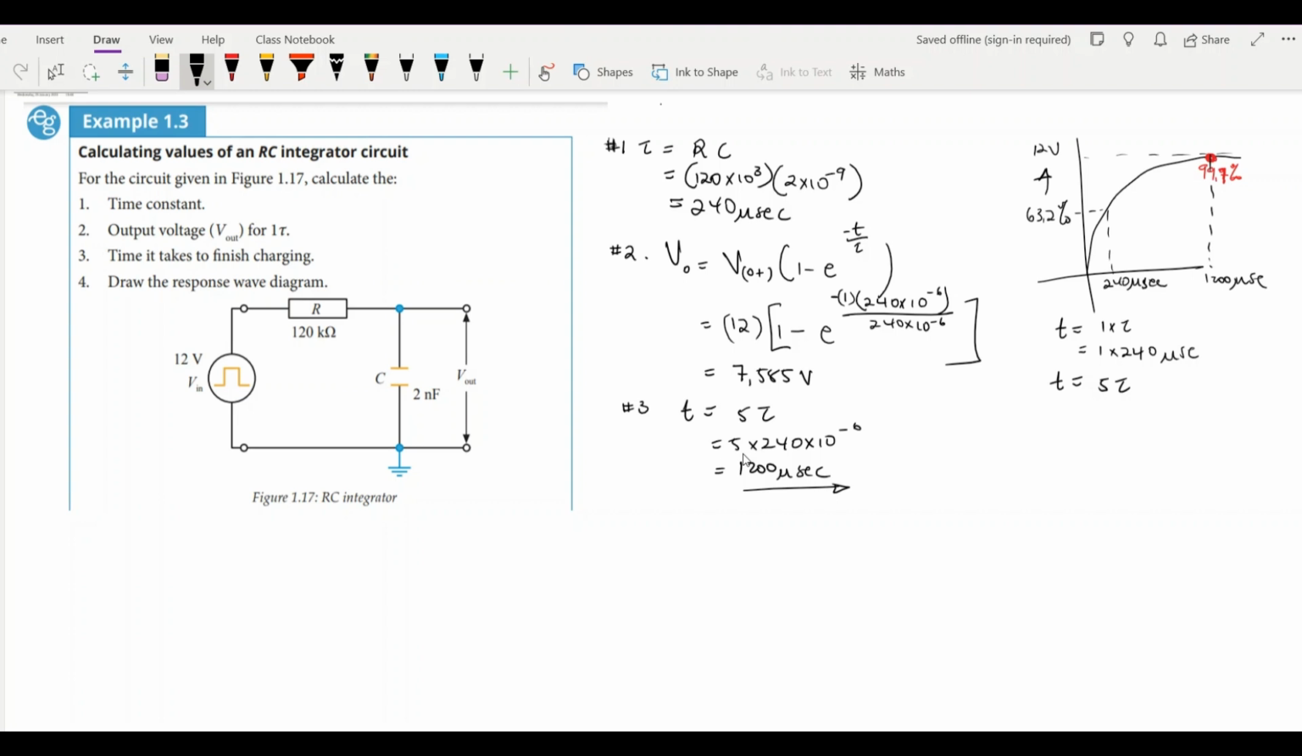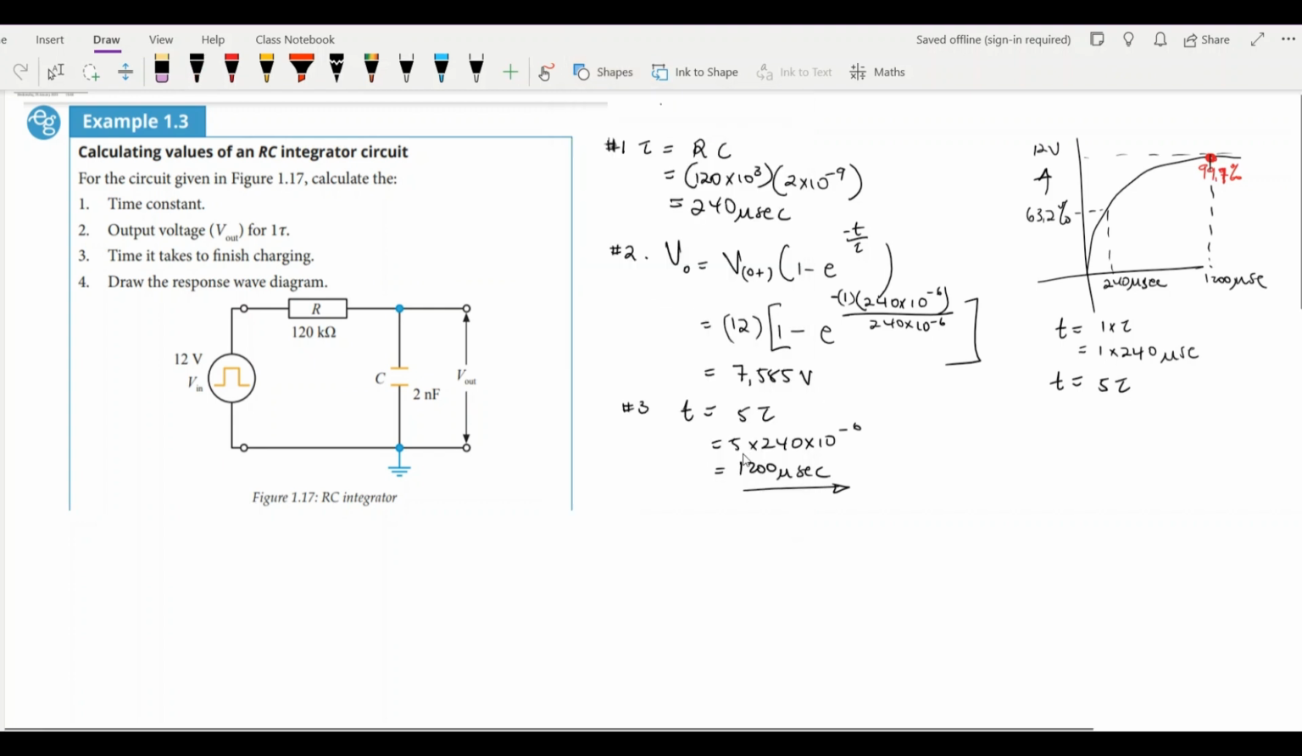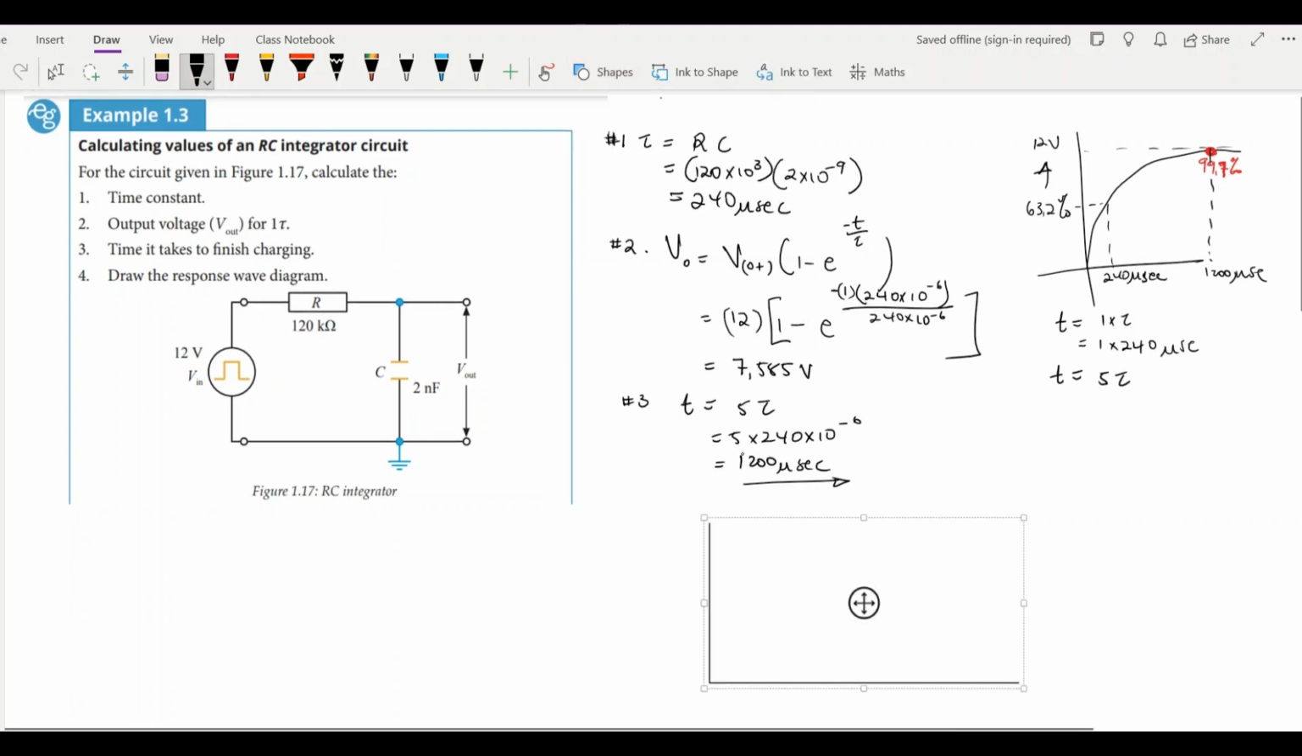In the response waveform, we may choose to charge it up to 63.2% and then discharge it, the period of discharge, or we may choose to charge it all the way up to 1200. So it can be divided into two. The examiner will not penalize you for that. Now, let us look at that. Now, this is number four, right?